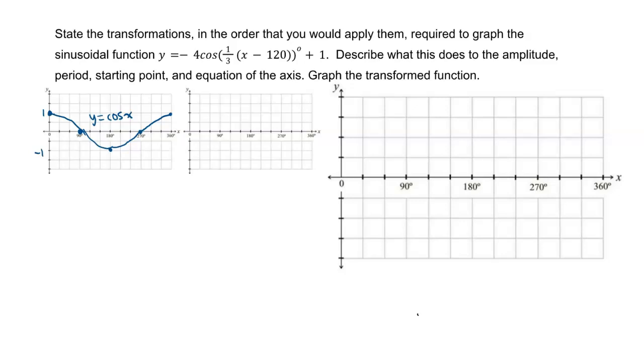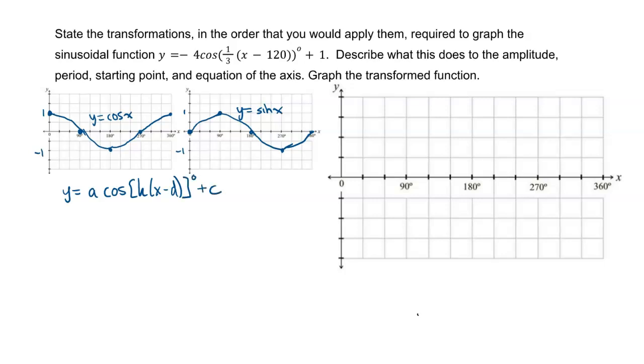So what we're going to do is apply the transformations that are in the equation to that cosine function. It's also good to keep in mind what the sine function looks like. We're not going to use that here, but it is very similar to the cosine function, and it looks like what you see there. It has an amplitude of 1 as well, and a period of 360, and an equation of the axis at 0, but you'll notice that it starts at the equation of the axis and goes up from there.